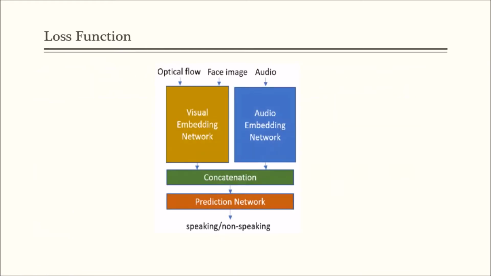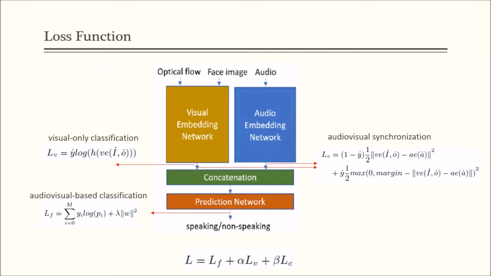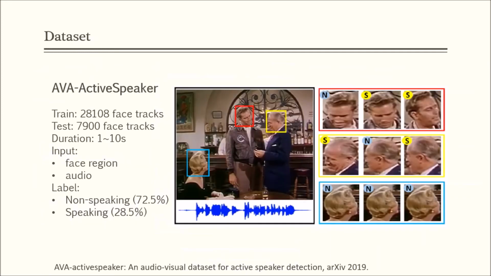To train the model, we use multitask learning to improve the learning efficiency of each network. The loss function is designed from three aspects. First, minimize the visual-based classification error. Second, learn audio-visual synchronization. Third, minimize the classification error after audio-visual fusion.